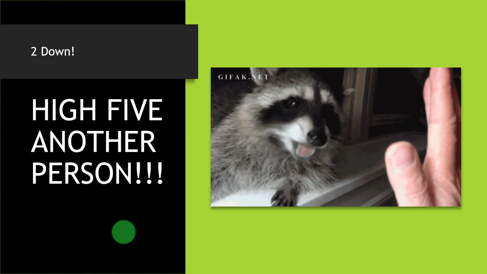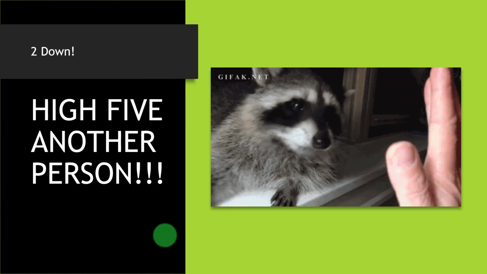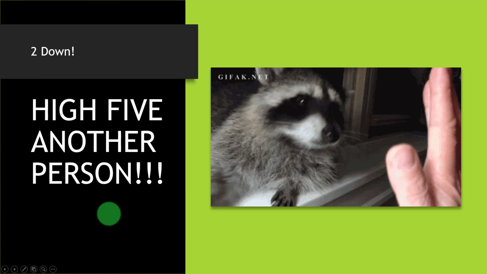High five another person. We did 2. All right, let's go. High five a raccoon or something. Don't high five a raccoon. That is not a good idea. They're dangerous, even though they look adorable.